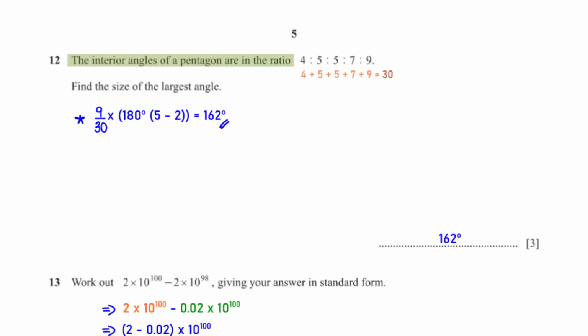The interior angles of a pentagon are in the ratio 4:5:5:7:9. Find the size of the largest angle. The size of the largest angle is equal to the largest ratio share, which is 9, divided by the total ratio, which is 30, times the sum of the angles in the pentagon, which is 180 degrees times 5 minus 2. This gives us 162 degrees.